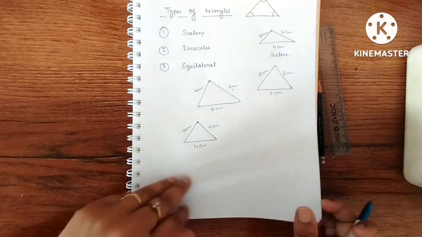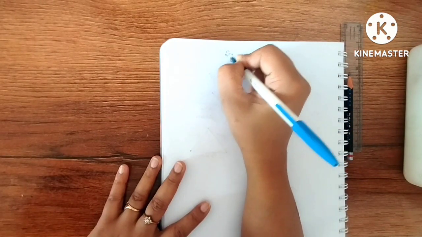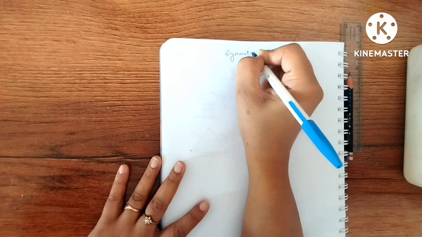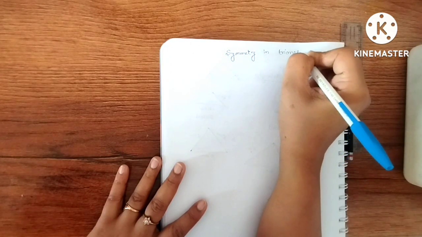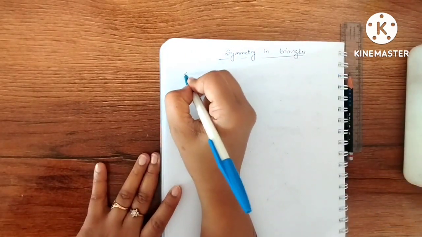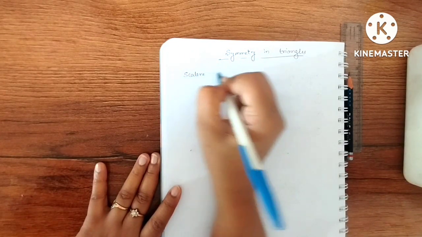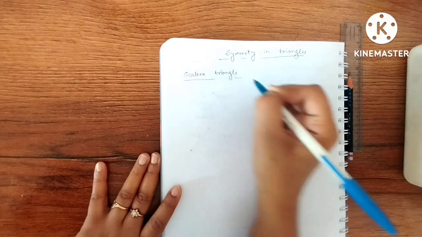Okay. Now in the last class I told you that we will learn about symmetry in triangles. So first of all, let's take a scalene triangle.